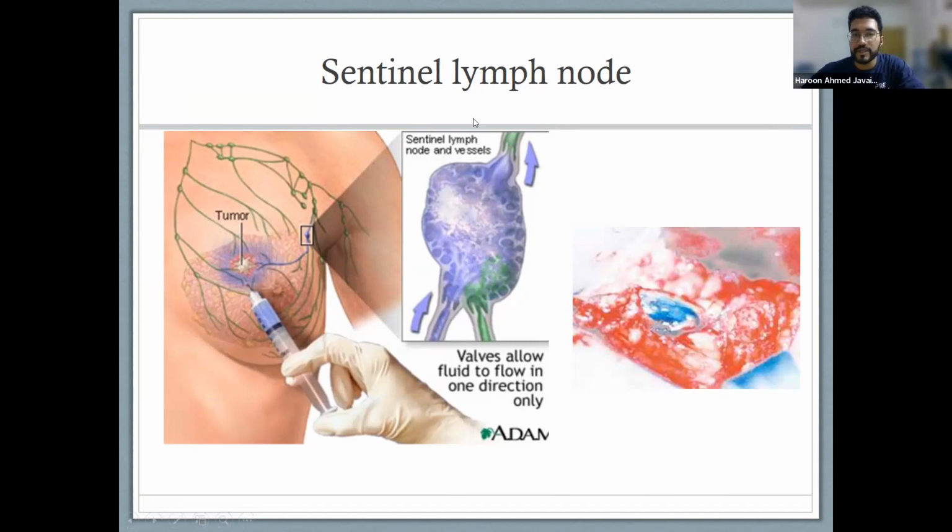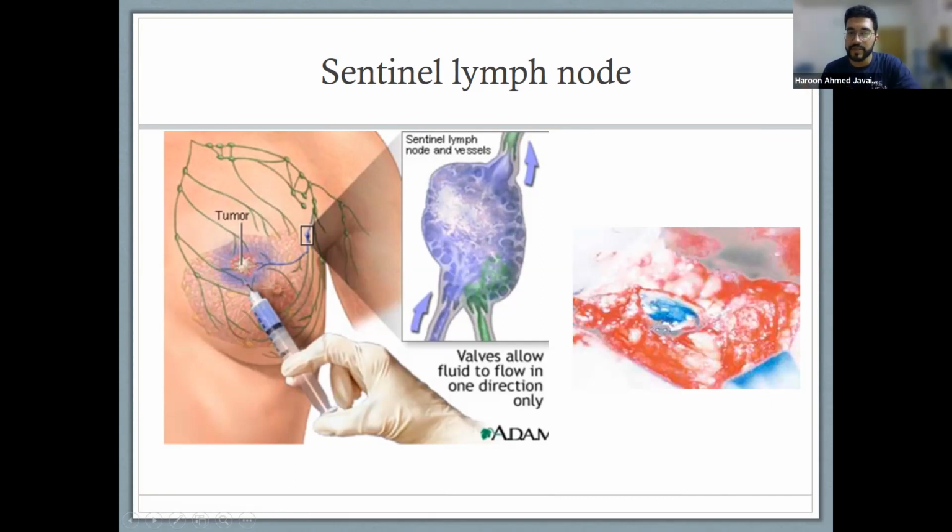Sentinel lymph node biopsy is to know if it has spread to the surrounding lymph nodes. What they do is they inject a dye near the tumor, and the dye will drain through the lymph nodes which drain this tumor, so those will be lit up. Okay, so they know exactly which lymph nodes drain this tumor. Once they know that, they will biopsy these lymph nodes to see how far the cancer has spread.